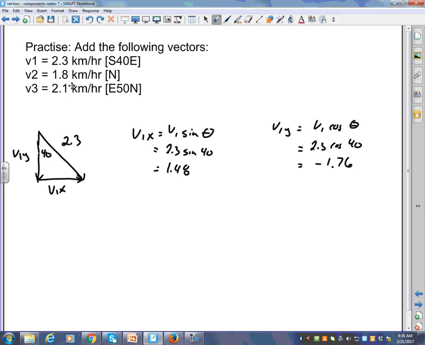Okay, so now the next one, 1.8 kilometers per hour straight north. Now there is no x here, is there? There's no left or right. V2x is going to be 0. And V2y is going to be straight up, positive 1.8.